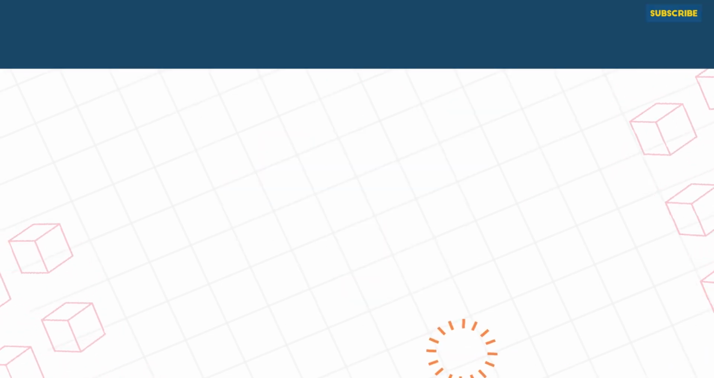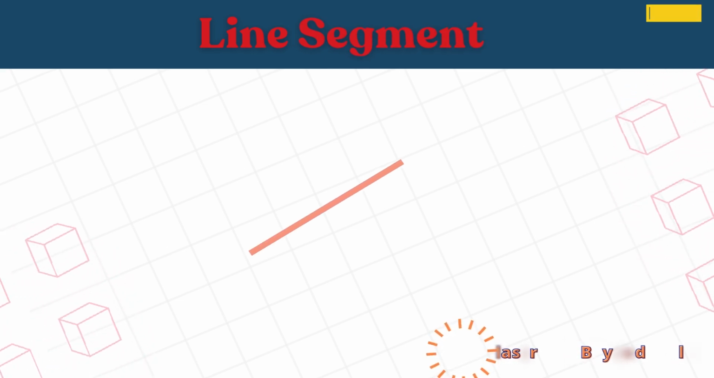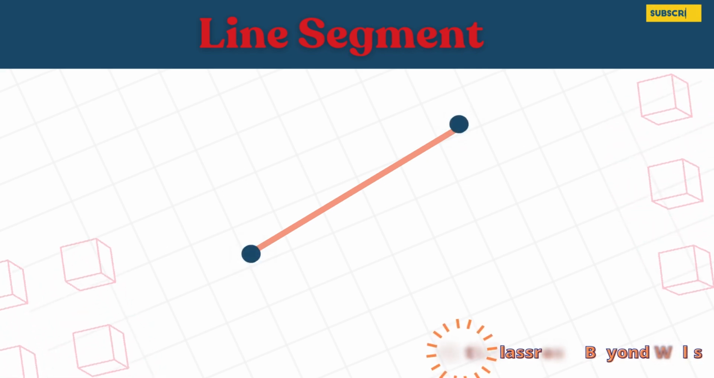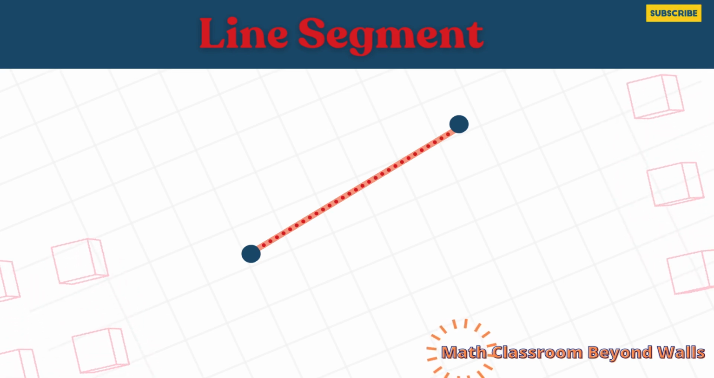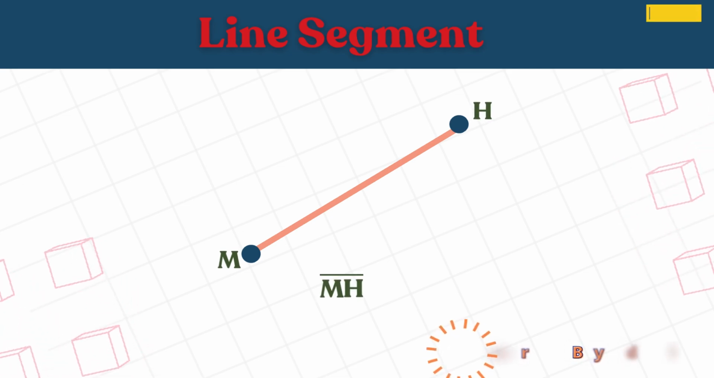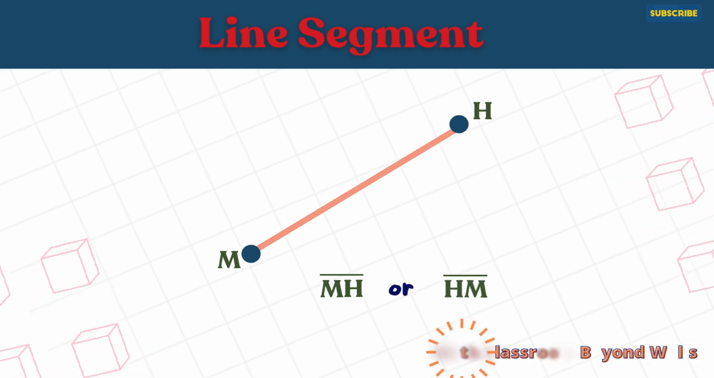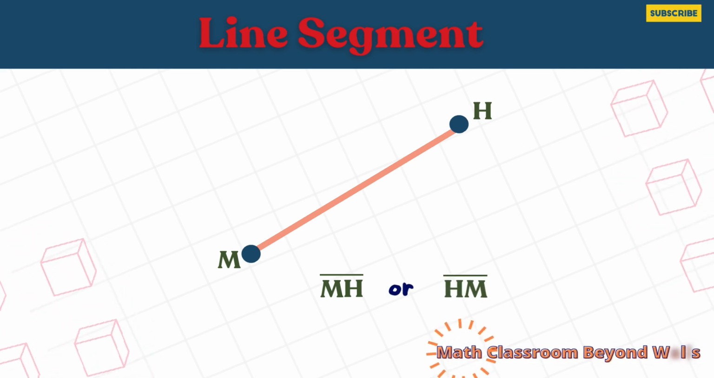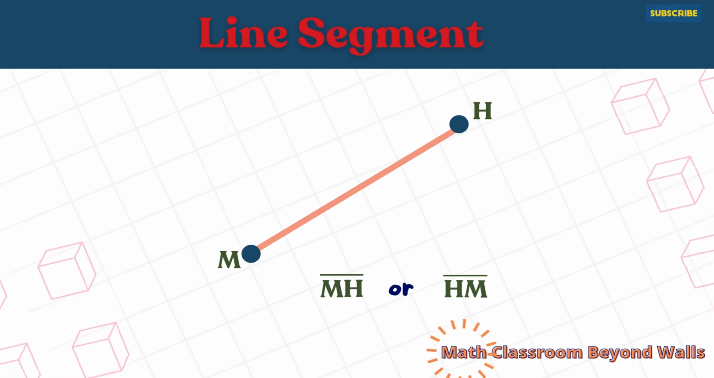In the previous video, we described a line segment as a part of a line bounded by two endpoints and contains every point on the line that is between its endpoints. On the diagram is line segment MH. This can also be named as line segment HM. Such is possible for a line segment just describes a length. If the length is 5 units, you can start measuring from M or H. You will get the same thing.